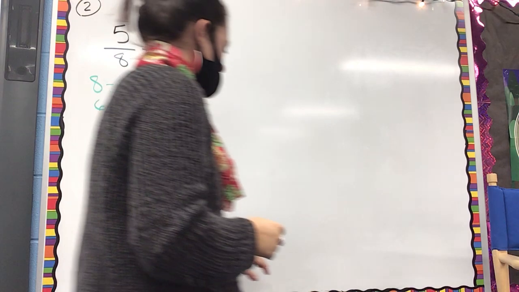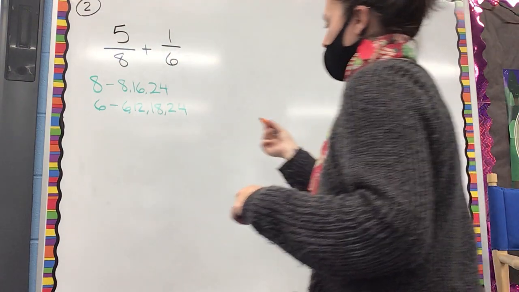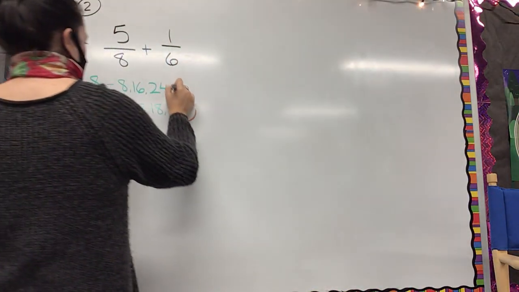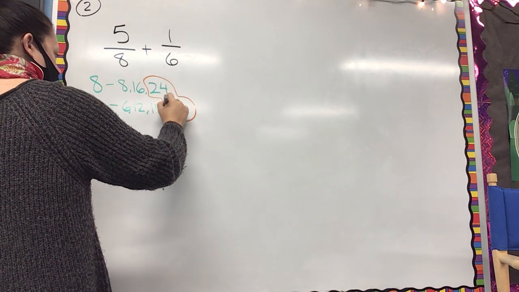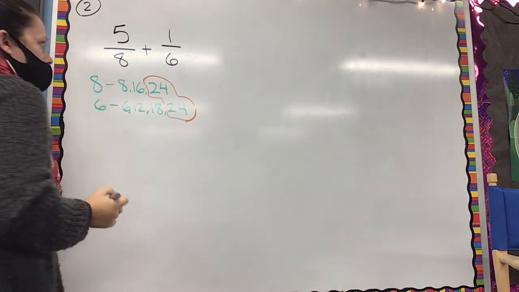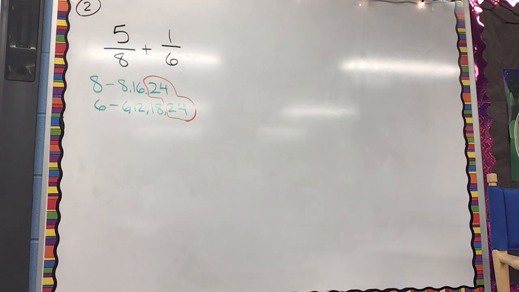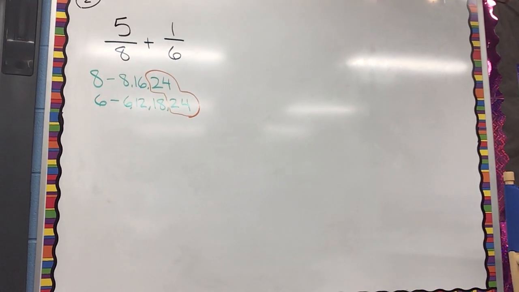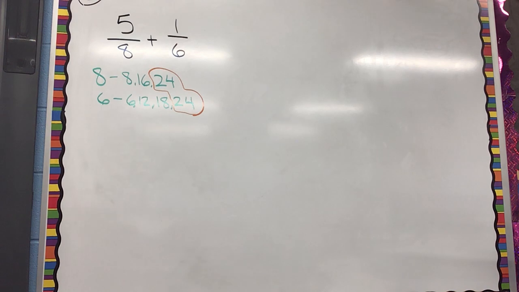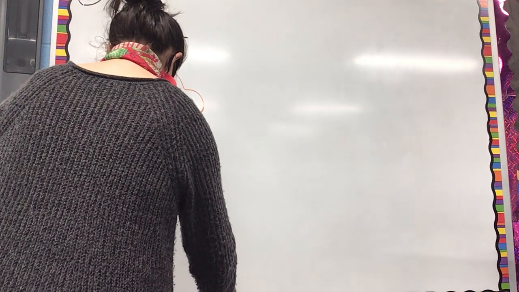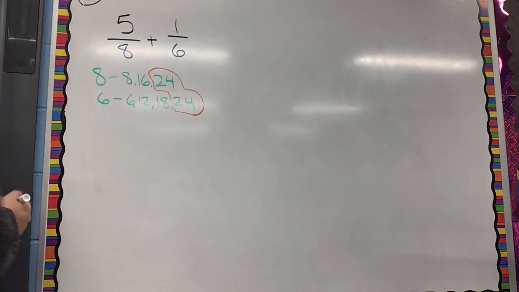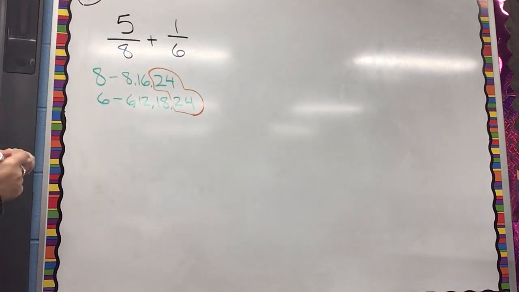Do we have an LCM? Yes. What is it? 24. Circle it. So I know that LCM is actually going to become my new what? Denominators. Yep. Those are becoming my denominators. Are either 24 yet? No. So I'm going to have to change both of these, right?